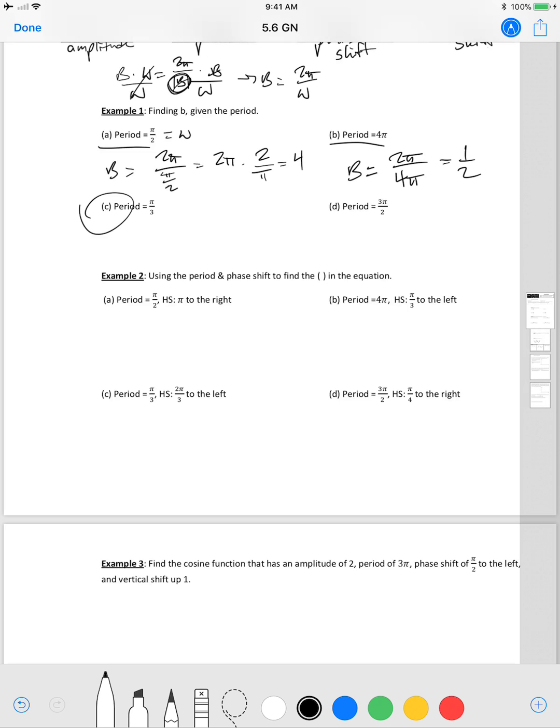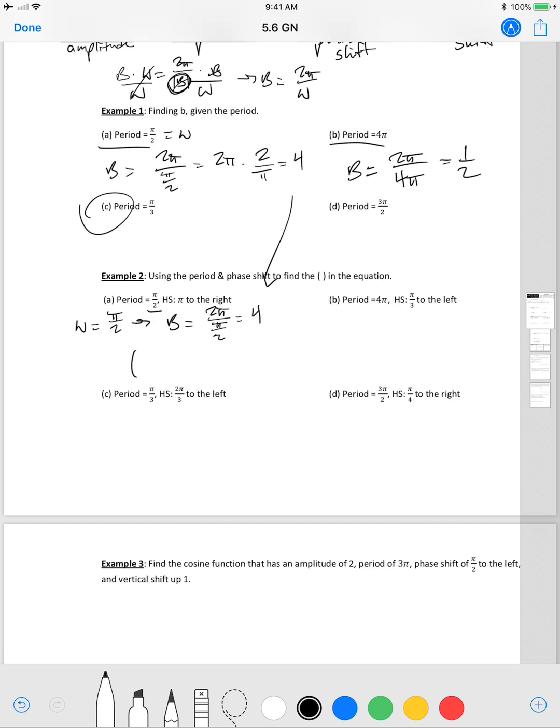Now, if I have both the period and the phase shift, if we were starting with a function, then I would need to factor out the B value and so on. But in this case, I'm starting with B and C. So it's a little easier coming this direction. The period is pi over 2. So B is 2 pi over pi over 2, which we just found up here is 4. And then there's a horizontal shift, pi to the right.